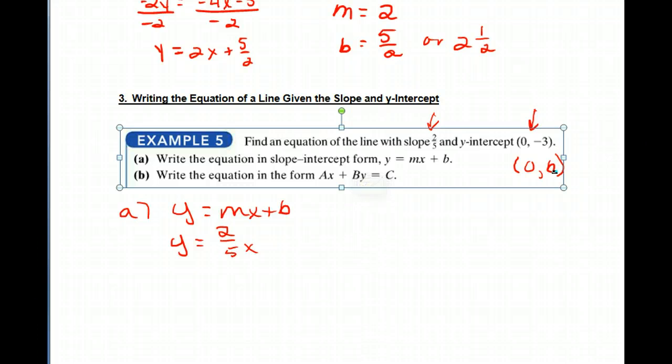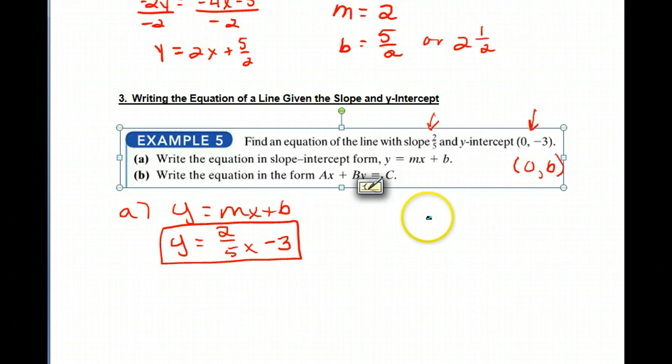So if you are given an ordered pair that's in the form of (0, some number), then you have your intercept. Since our intercept is negative, we're going to write -3. We're not going to write plus a number. We're writing -3 since the intercept is negative. We now have the equation of our line in slope-intercept form. Now, part B says that we need to write the equation in the form ax plus by equals c. That is standard form of the equation.